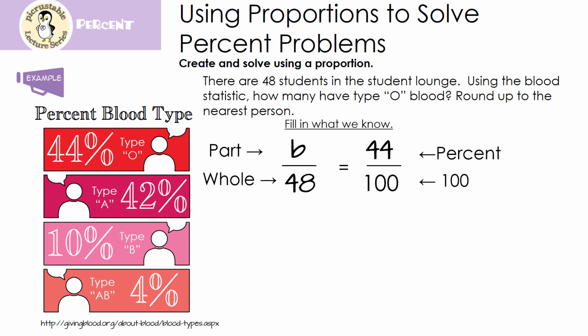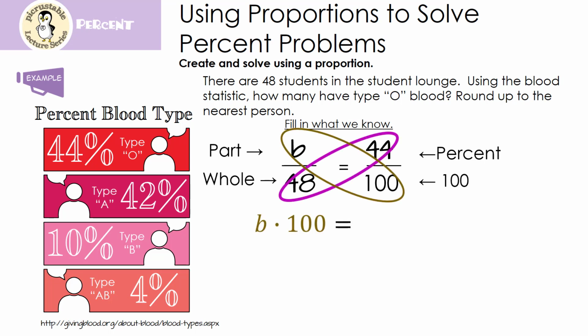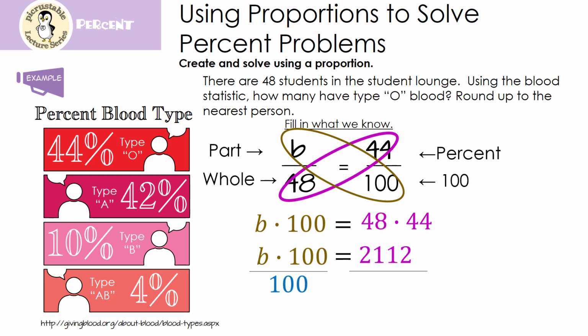We're going to cross multiply. B times 100 equals 48 times 44. B times 100 equals 2,112. Remember, we want to get the B by itself. We want to get the variable by itself. So we always divide by whatever number's hooked to it. In this case, it's 100. But if we do it to one side, we have to do it to the other side. It turns out that B equals 21.12.